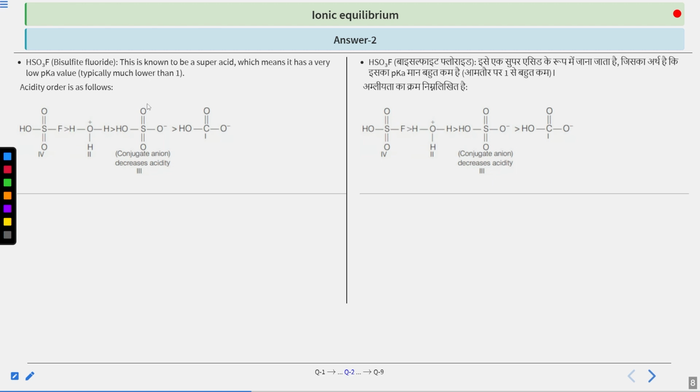So what is the acidic strength order now? The most acidic will of course be HSO3F, then it will be H3O plus. After that, we will have HSO4 minus and then we will have HCO3 minus. How we have decided is just on the basis of the pKa value.